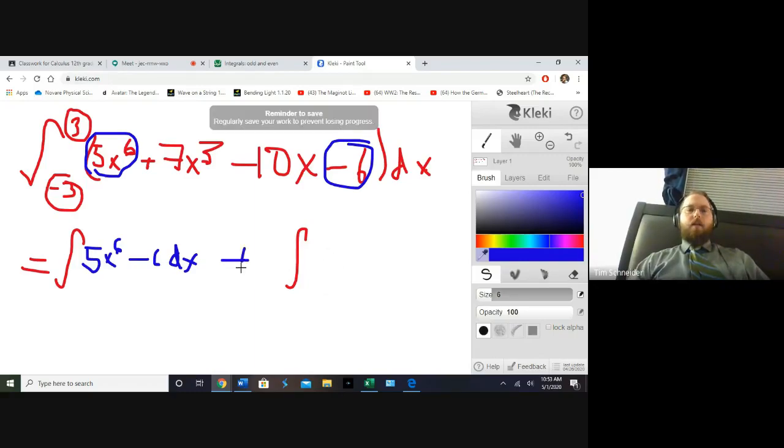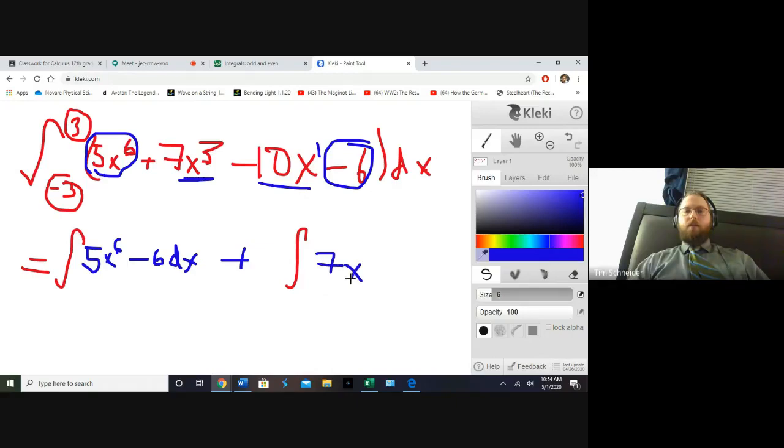Okay, and then what are the ones left over? Well, if they're not even, they're odd. And so here's to the 3rd power and here's to the 1 power. These are odd ones. 7x cubed minus 10x dx. And again, we're only doing this because it's from -3 to +3. That's the only time this trick works.